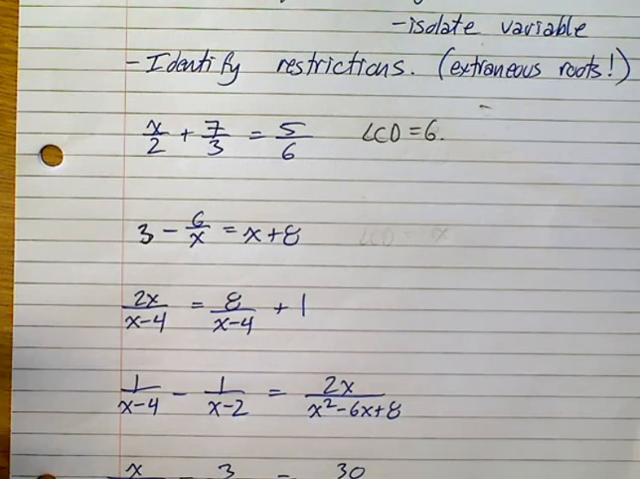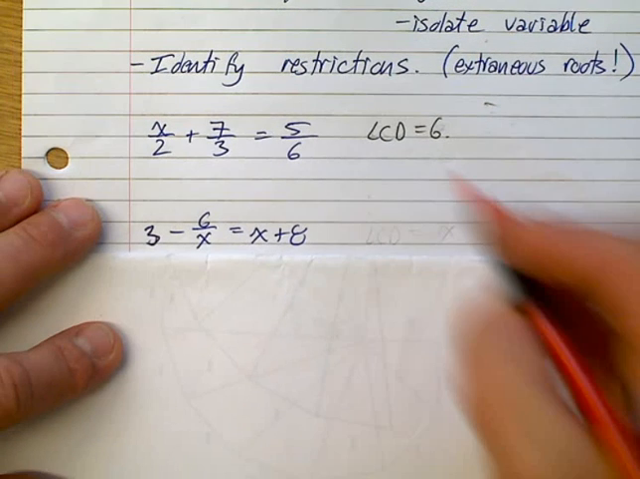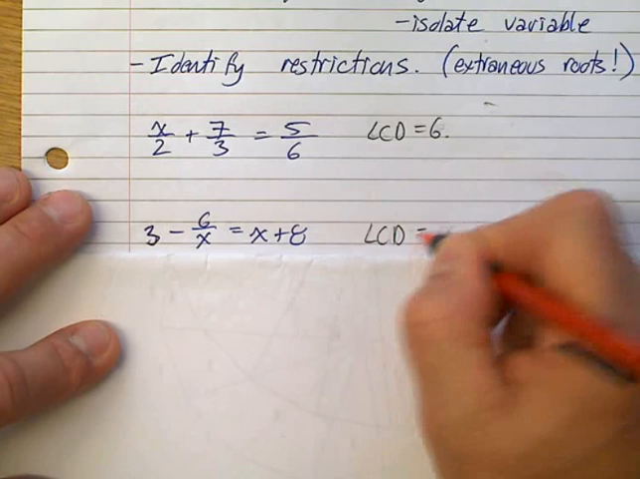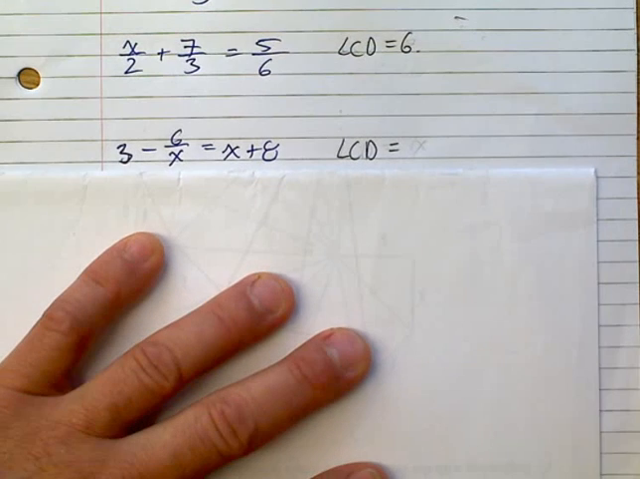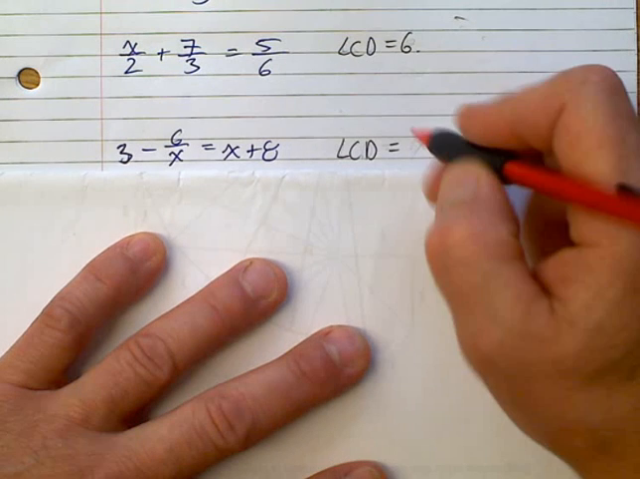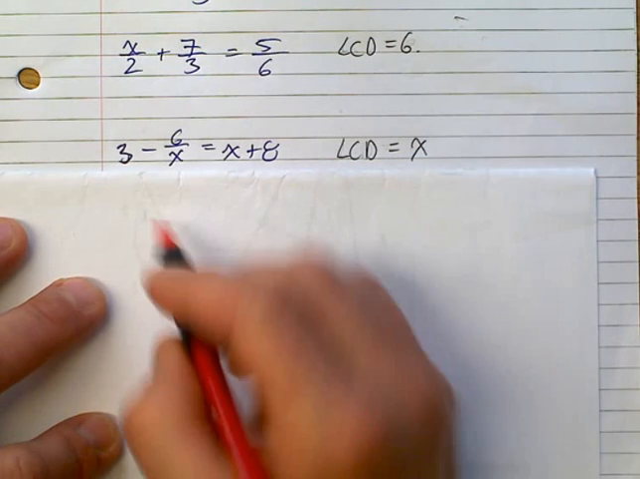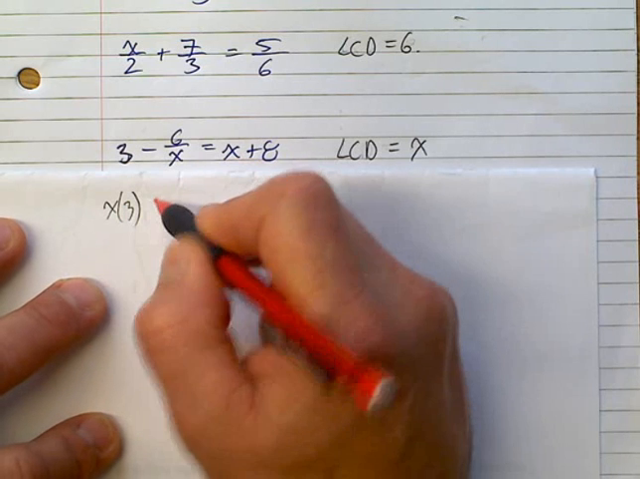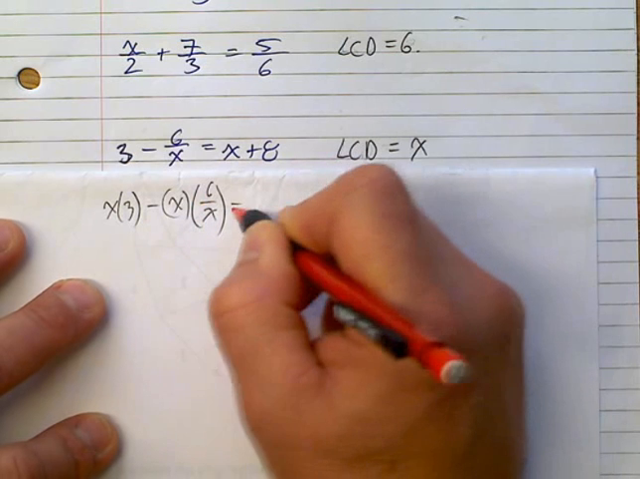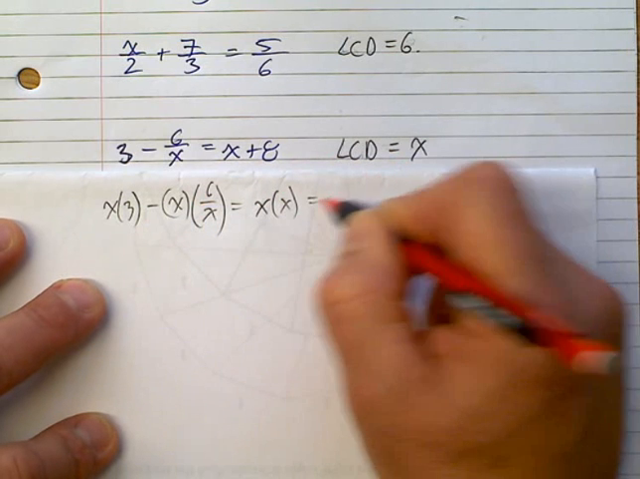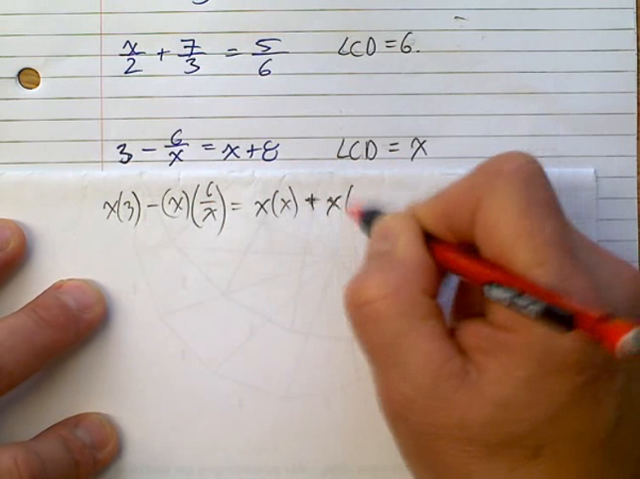What do we got? Let's start with this one here. Okay, let's look at the LCD. A little kind of weird, this one, because we don't have an LCD. We just have a D. We have one denominator. Well, that becomes our lowest common denominator. And now what we do is we multiply every term by that x. So x times 6 over x equals x times x is equal to plus x times 8. Well, then we can rearrange it, right?